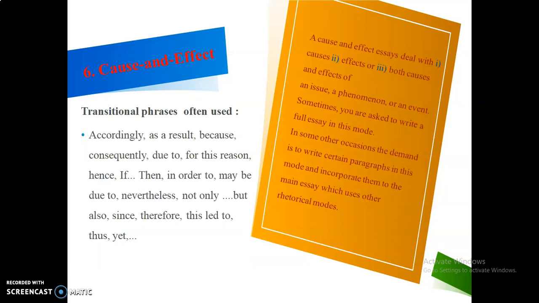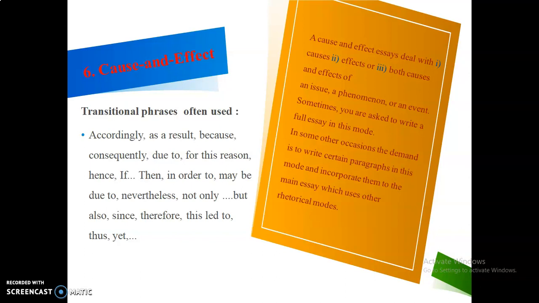Next one is cause and effect essays. These are essays like: this happened because of that. For example, deforestation happened, and as a result of that, the amount of rain we get is reduced or decreased. This kind of essay is known as cause and effect. Cause means reason, and effect means the after effect.